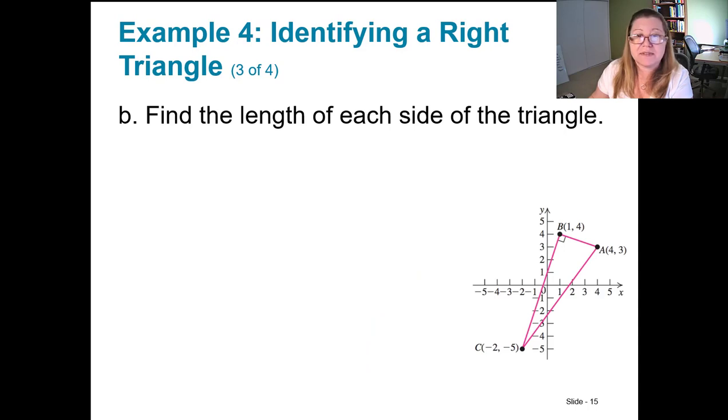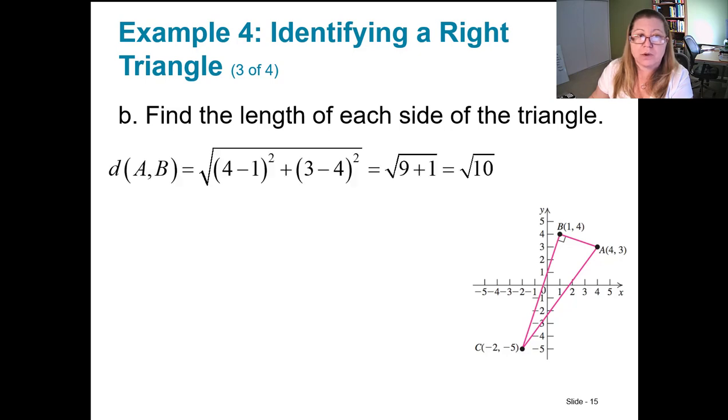First things first, let's figure out the length from A to B. A is (4,3), B is (1,4). So throwing it in our distance formula from A to B, we get the distance is the square root of 10. So 4 minus 1 all squared, 3 minus 4 all squared, we get 9 plus 1, which is 10.